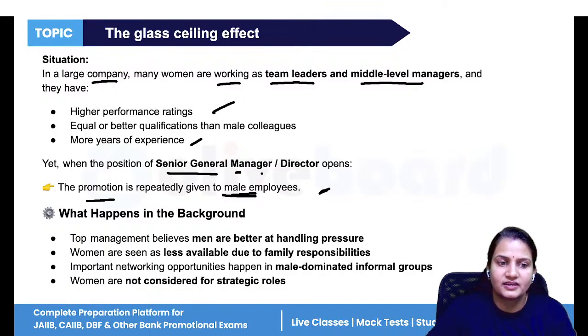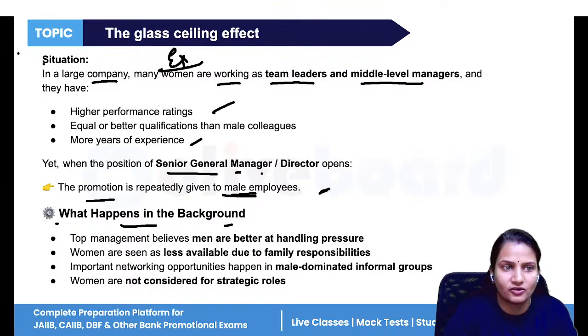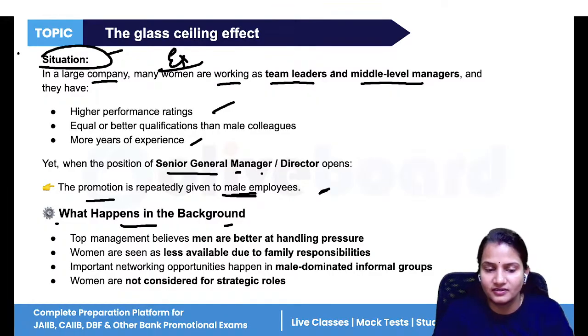So it is like you are sufficient enough to handle any task, but still you are not given that much chance. Why? Because you are a woman. So that happens in many of the companies. It is just an example. Okay, don't take it otherwise. Just for your explanation, just for your understanding. That is why I have given this example.